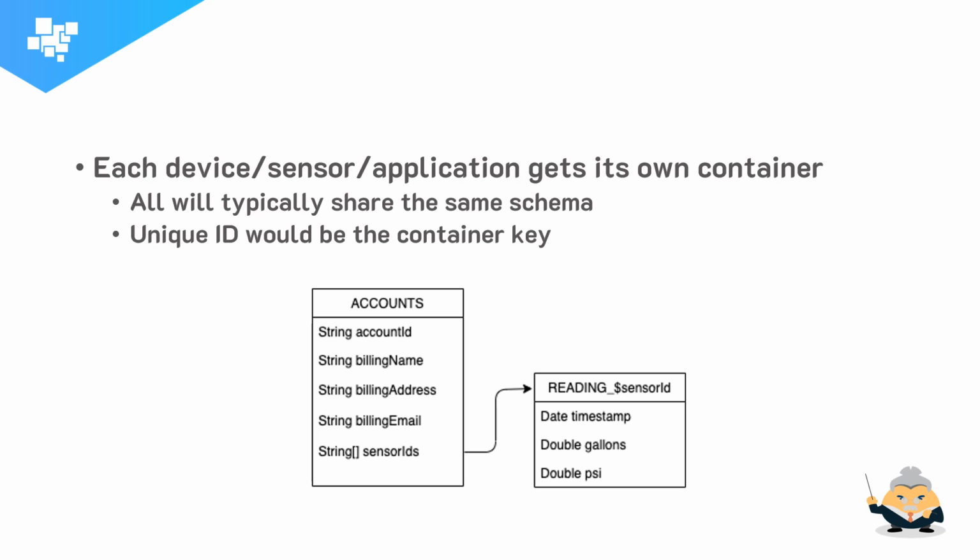So basically here's a graphic. So you could have, for example, one accounts container, and then one of the columns in there is an array, and that just contains all the unique sensor IDs. And each sensor ID corresponds to a different time series. In this case, it's a time series container. You can see the timestamp is the row key. So each sensor ID, each container name will have a unique ID. So it'll be reading underscore and whatever that sensor ID is.